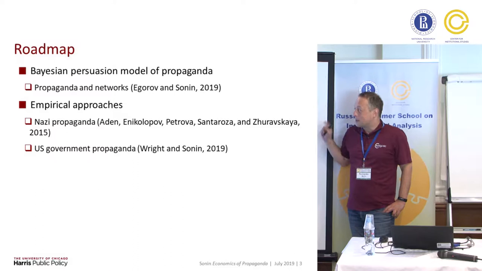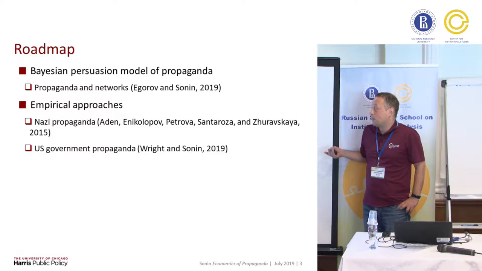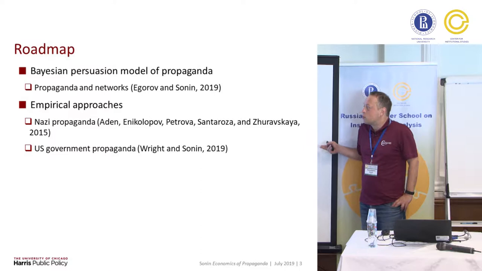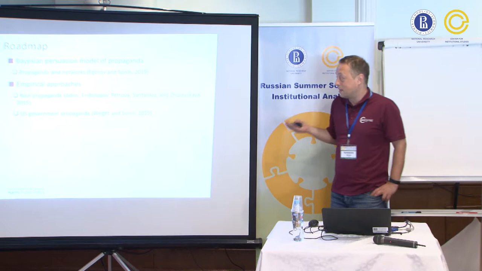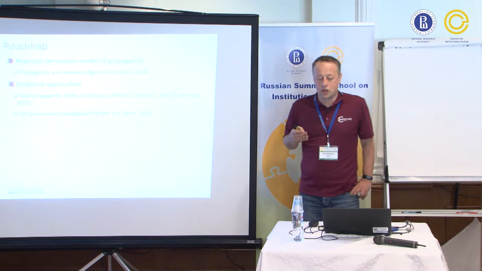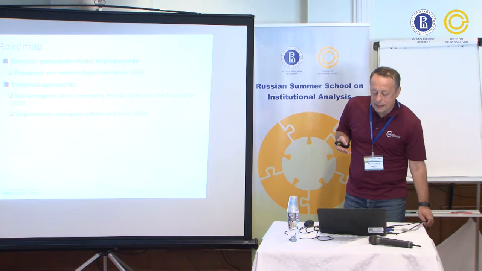This will be two slides about propaganda on networks, and then I'll talk about two papers which are empirical approaches to evaluating the impact of propaganda. These two papers are not directly related to the initial model of propaganda that I'm going to talk about. But the idea is that the first model of propaganda is the basic model. It's like the fundamental model of any situation in which one rational agent persuades another rational agent. In a sense, any empirical paper on propaganda is relevant for this model.